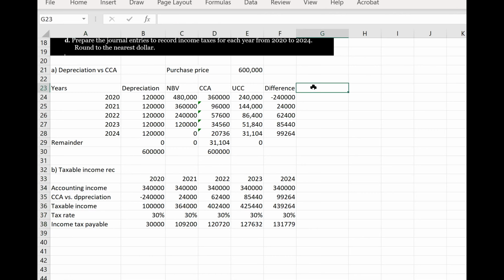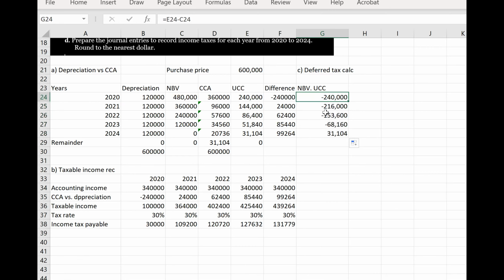So here we want to compare, we can put this here, C, deferred taxes. So here we want to compare the net book value. So this is going to be net book value versus UCC. So what we want to do is say, well, our net book value in year one is 480 and our UCC is 240. Our UCC for tax purposes minus our net book value is going to give us 240,000. And let's talk about what these numbers mean in a second.